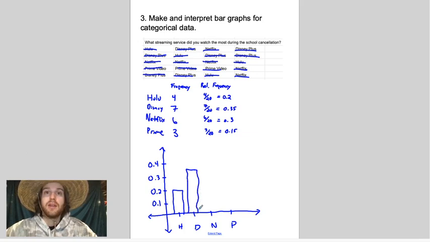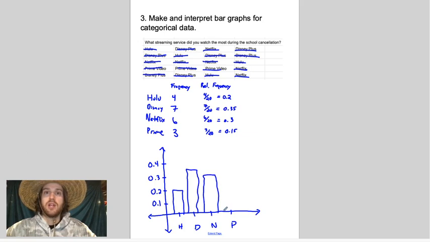Boy, that is something else right there. And then Netflix was 0.3. Look at that straight line. Wow, I have got a gift.